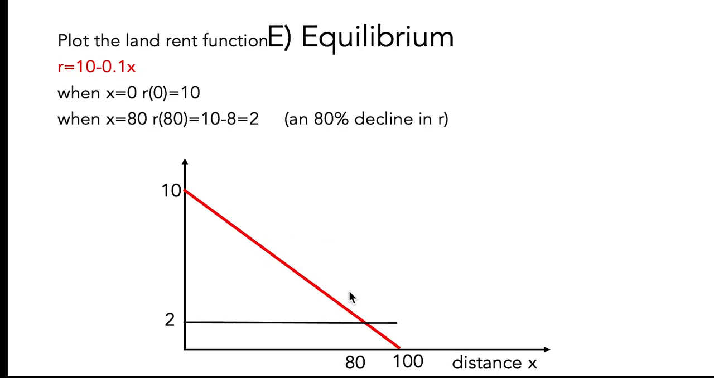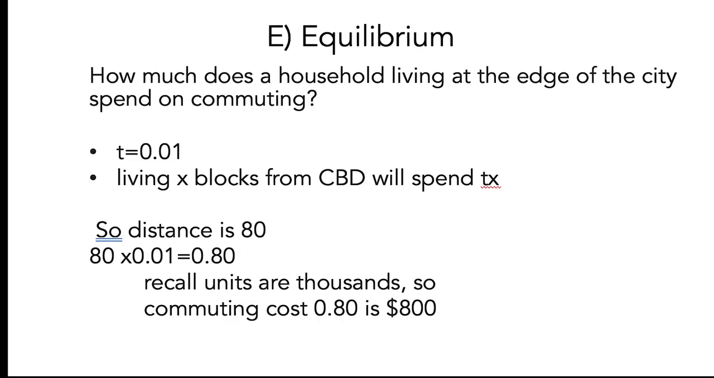This is a line with a negative slope. It starts at 10, it goes down with a slope of 0.1, so it'll touch the x-axis at 100. And then we have here that the rent at 2 will give us the equilibrium because this is the rent outside of the city. So how much will a household living at the edge of the city spend on commuting?